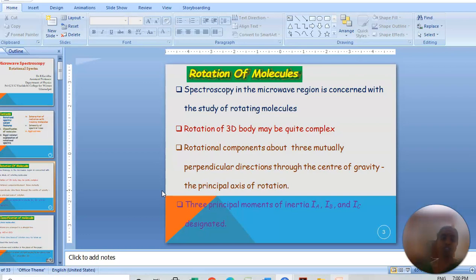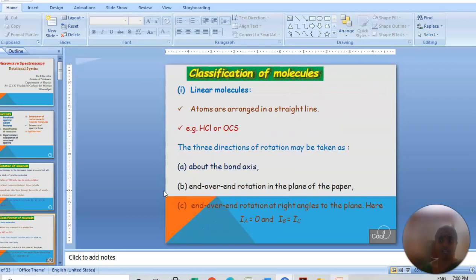Here the molecules are classified into groups according to the relative values of their three principal moments of inertia, IA, IB and IC. To describe this classification, we have to see the rotational spectra for each group. First one is linear molecules.